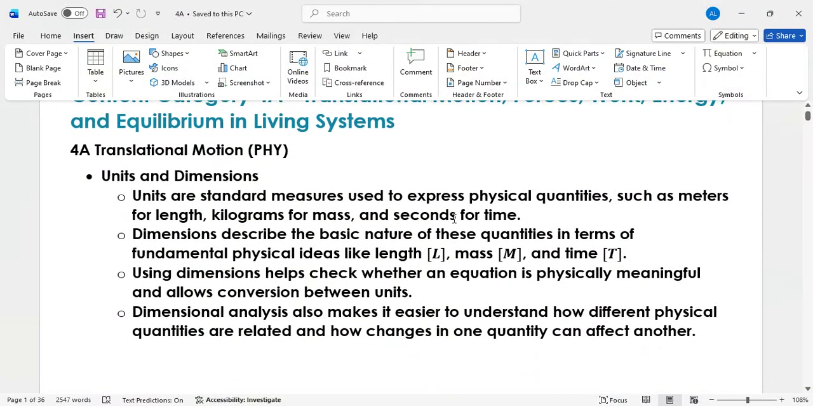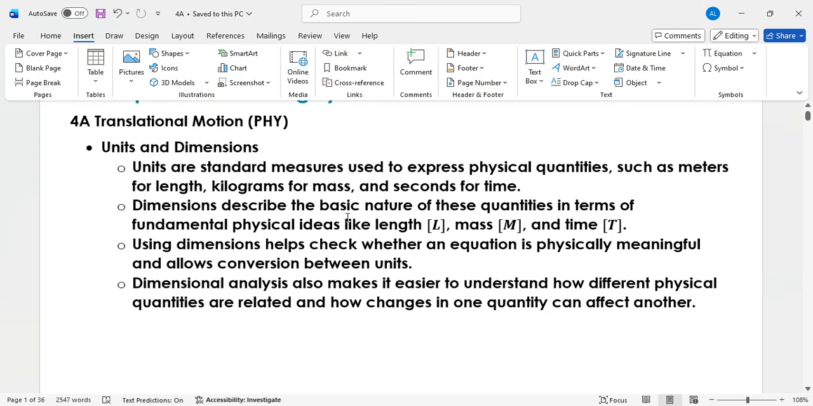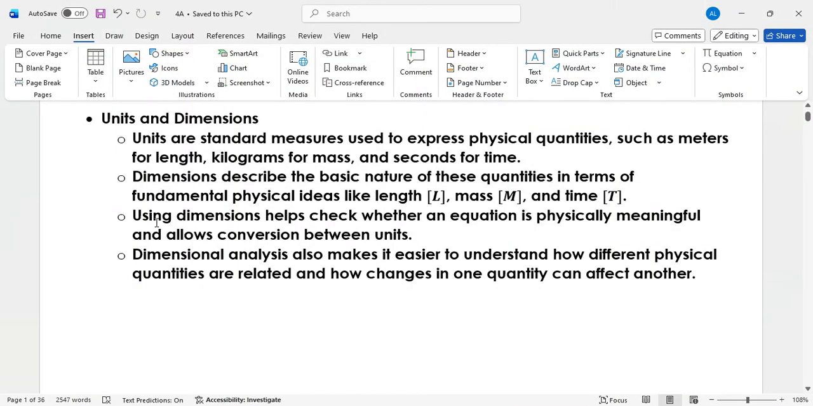So what are units and dimensions? Units are standard measures used to express physical quantities such as meters for length, kilograms for mass, and seconds for time. Dimensions describe the basic nature of these quantities in terms of fundamental physical ideas like length, mass, and time. Using dimensions helps check whether an equation is physically meaningful and allows conversion between units.